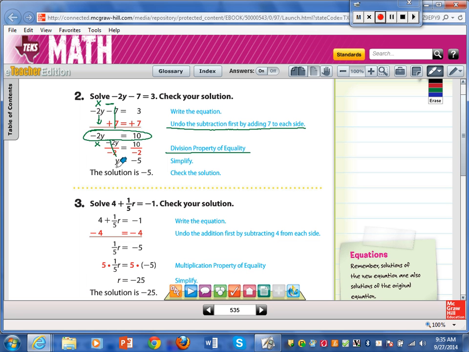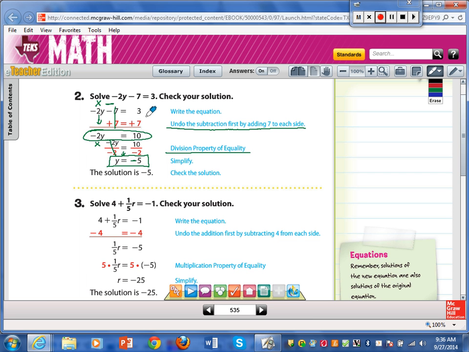You bring down your y, bring down your equal sign. Now you have to perform this operation. Now you have to remember your rules of integers. A positive number divided by a negative number will give you a negative number. Now you just have to perform the operation. 10 divided by 2 is equal to 5. So y equals -5, and this is your solution. This is the value of y that goes here in order to make this equation true.